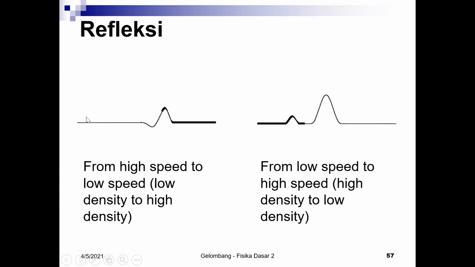It means that, for example, if the incident wave comes from this thin string, it will have a reflected and a transmitted wave. This is called the transmitted wave, this one. The amplitude will decrease. And also this one, from this denser mass density.